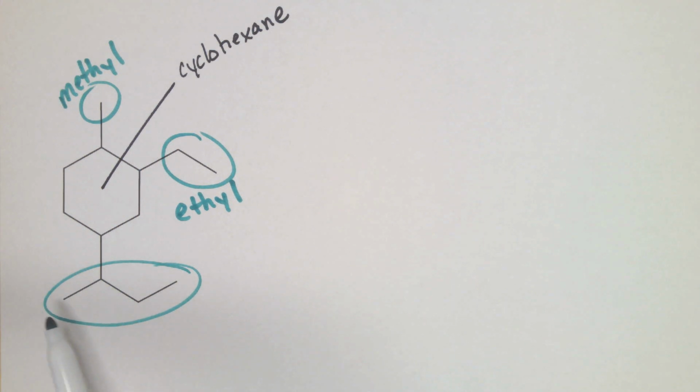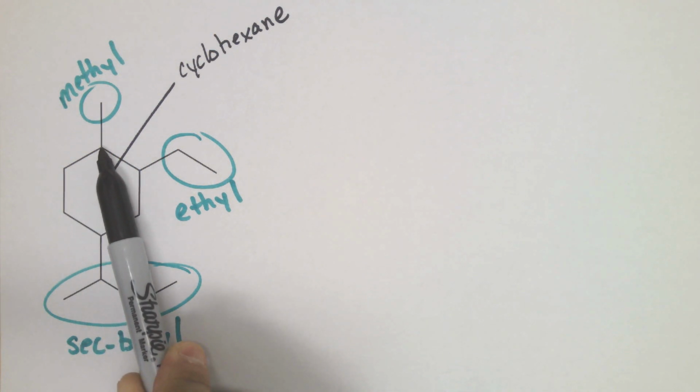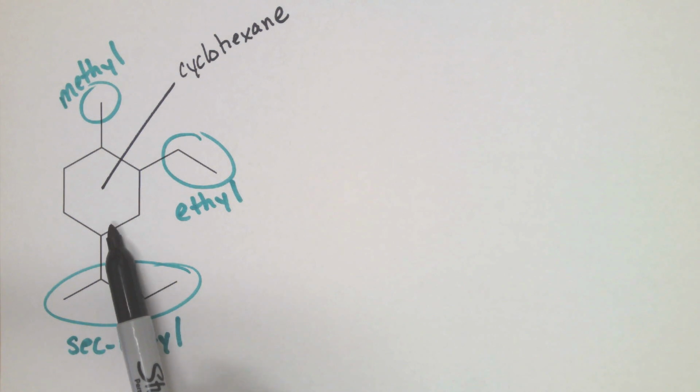However, for the butyl group, we notice that the parent is bonded to the secondary carbon. This is called sec-butyl. With the tri-substituted cycloalkanes, we're going to have to run a couple of tests so that we can see where we start numbering the parent chain. If I start with the methyl group and count clockwise, my substituents will be at carbons 1, 2, and 4.